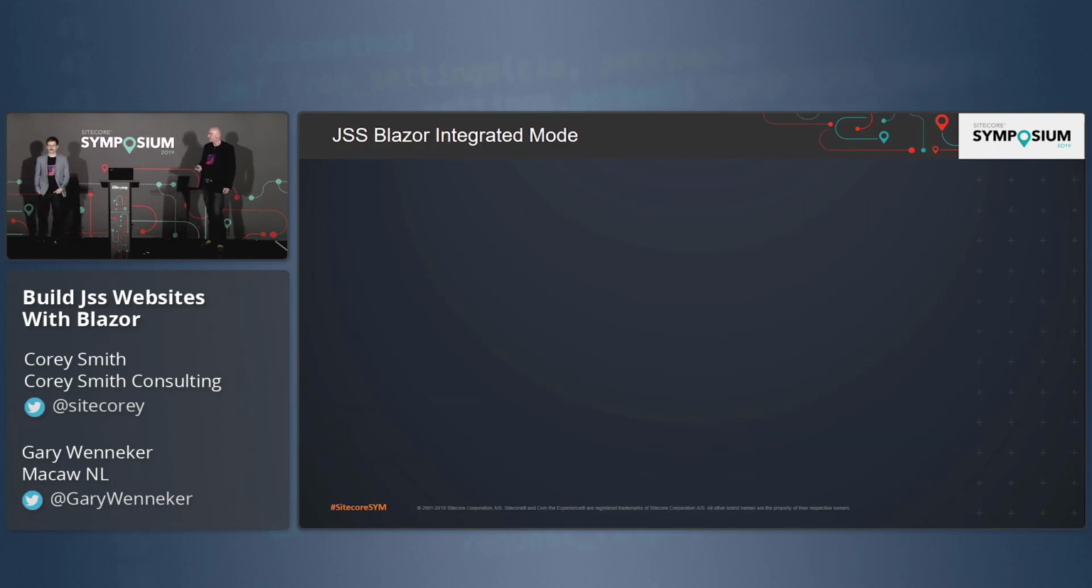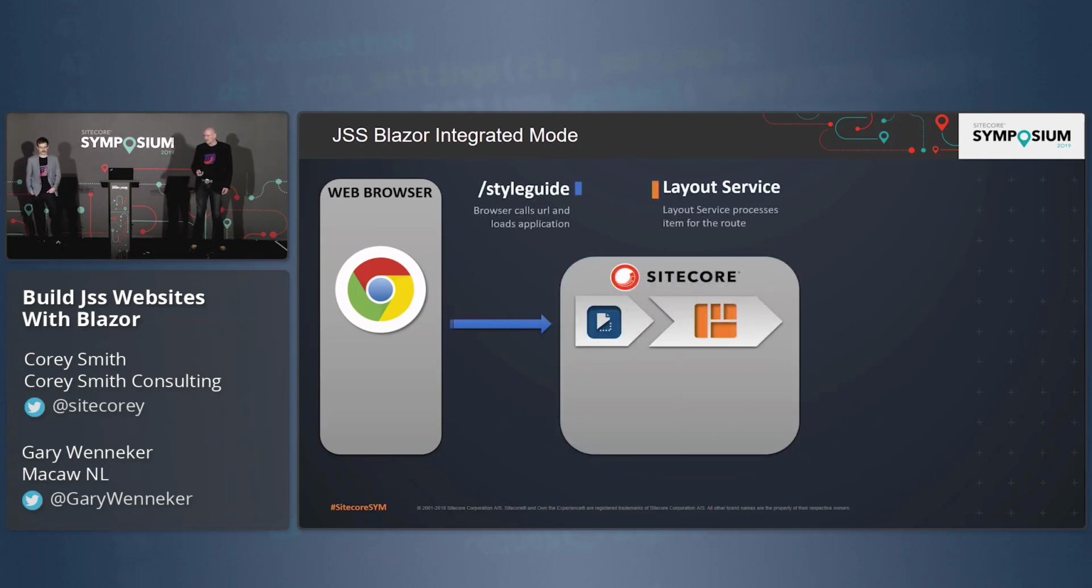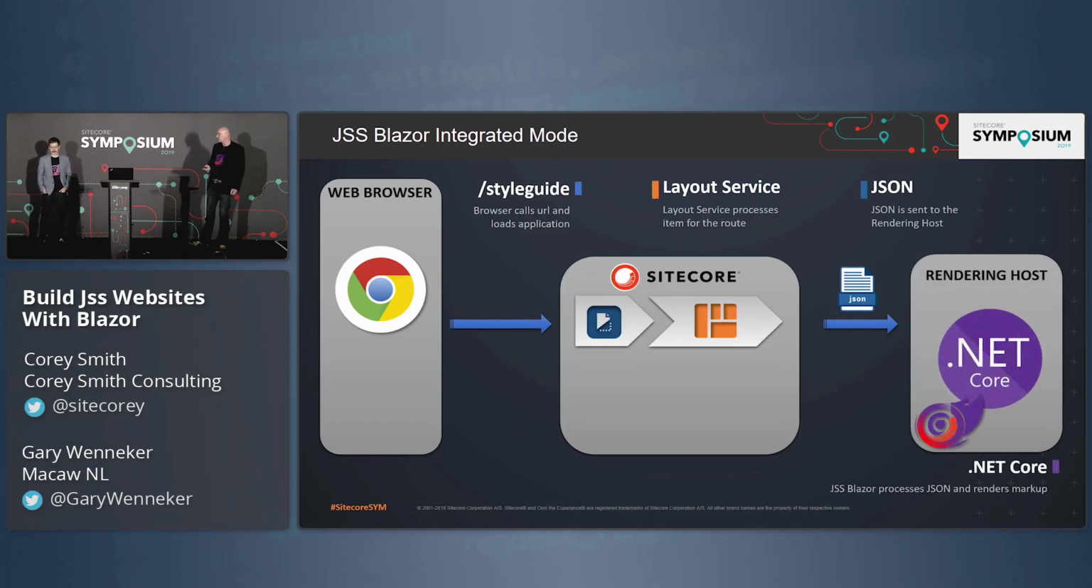Now, moving along, this is how JSS Blazor integrated mode works. Again, we have the web browser make a call to Sitecore, and the item of that path is retrieved and passed on to the layout service. And instead of feeding this JSON to Node.js, it feeds it to our rendering host, which is running on .NET Core.